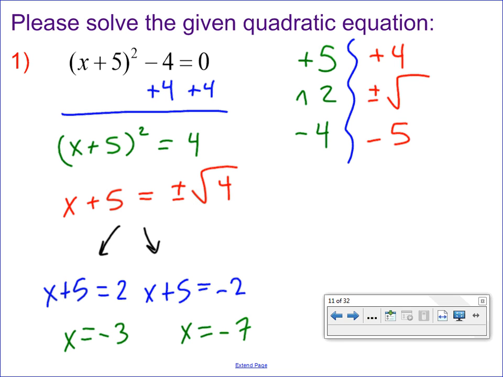Negative 7 plus 5 is negative 2. Then square it. Negative 2 times negative 2 is positive 4. And then positive 4 minus 4, does that equal 0? Yes, and so we've got a solution to my quadratic equation. And we get the same if we evaluate it with negative 3.